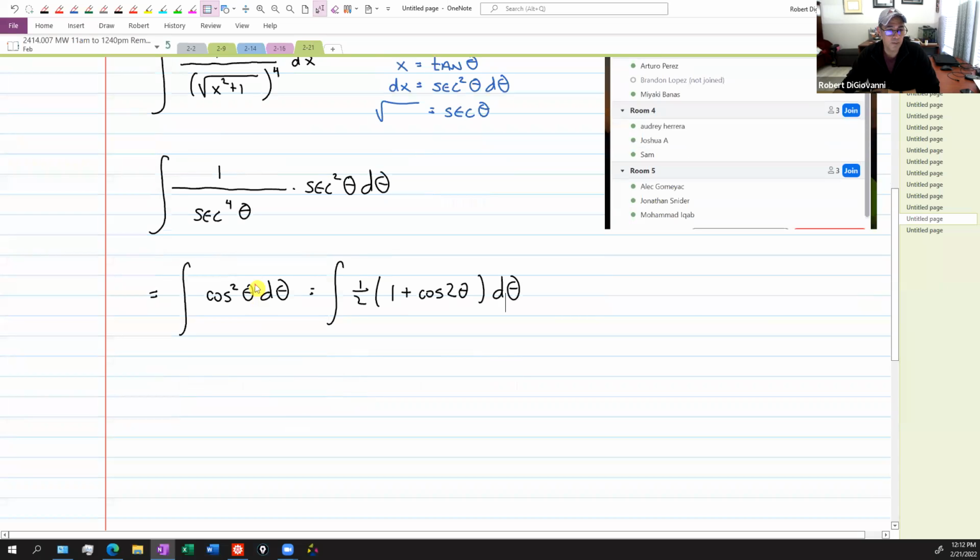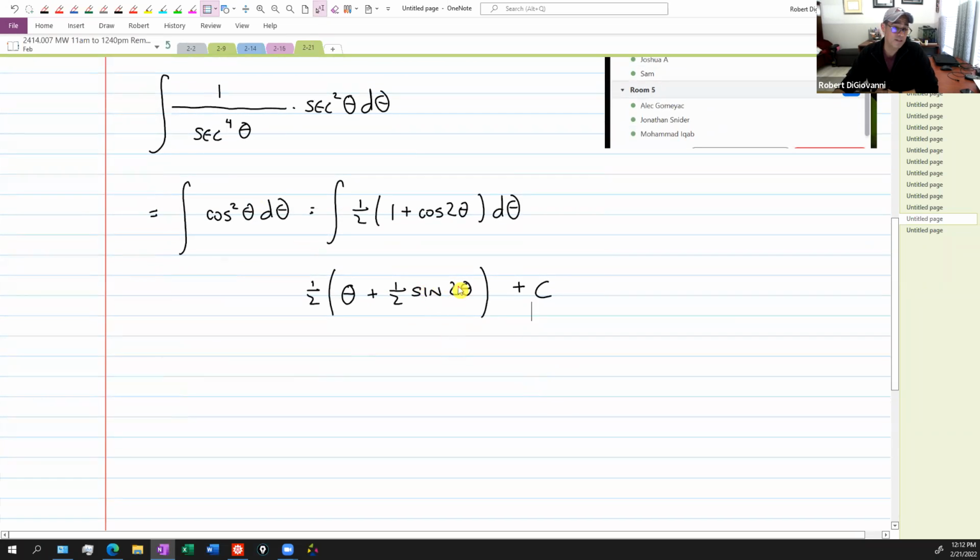This look familiar? I hope this looks familiar. This was 2 classes ago. From here to here. Pull the 1/2 out. Let's do the antiderivative. Theta. And then we've done this antiderivative so many times. That's just 1/2 sine 2 theta plus c. And we've had to deal with this sine 2 theta several times now, right? We have to use that double angle identity. So this becomes 1/2 theta plus, well, this turns into 2 sine theta cosine theta, and then the 2 and 1/2 cancel. So this just becomes sine theta cosine theta plus c.